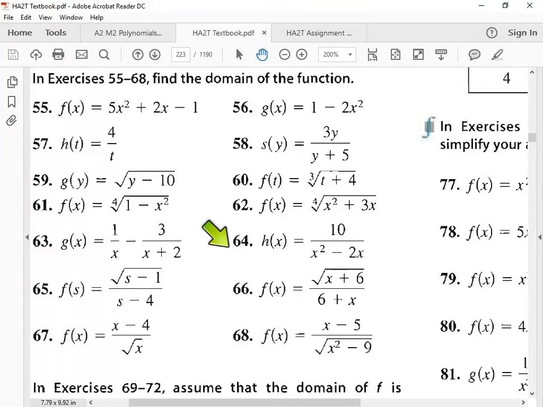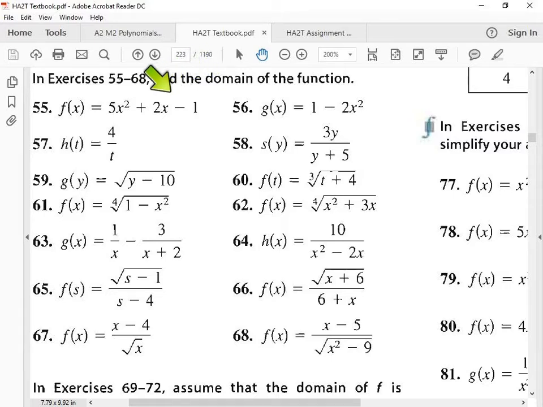Right, number 60 is asking us to find the domain of the function. Whenever I see a question that asks that, I think, okay, what can the x value not be? All right, now, before I talk about 60, let's talk about all of them. What can the x value not be?